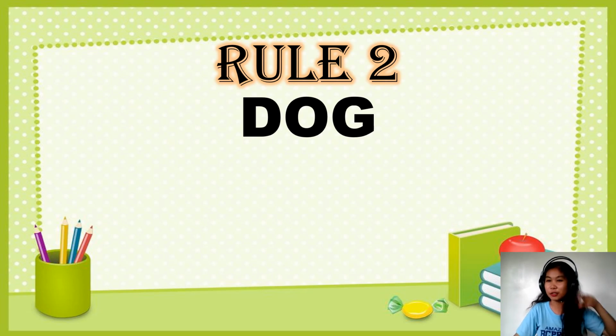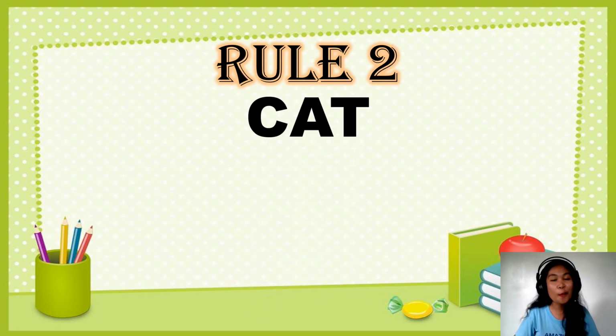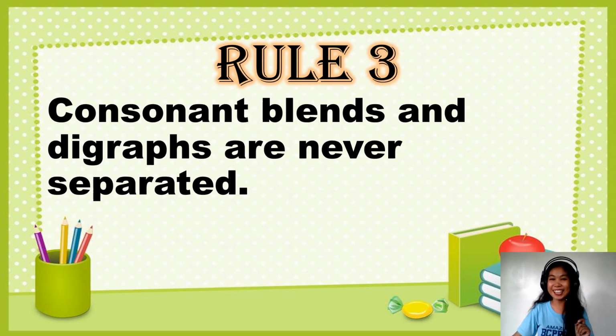Correct. Next, number 2. How about in the word cat? How many vowel sounds can you hear from the word cat? Very good. There's only one, and that is the sound of A. Cat. Very good. Number 3 example. Bird. How many vowel sounds are here? 1. Therefore, how many syllables will be here? Okay, there's also one syllable. Very good.